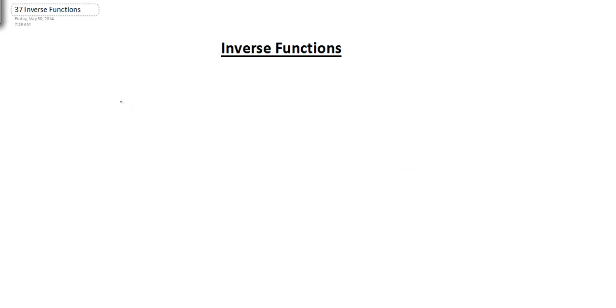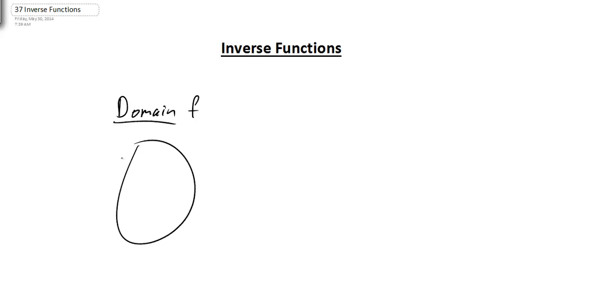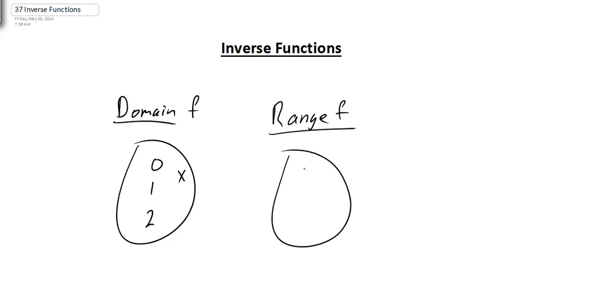So if we look at an example here, we have our domain, which again, that's our x value. So we're looking at the domain of our function f, and I'm just going to say our domain is very simple, 0, 1, and 2. So these are all the x values that make up our domain. And then I'm going to say the range of function f is very simple, and I'm just going to call that 2, 3, and 4. And that would be our y values that we would get out.